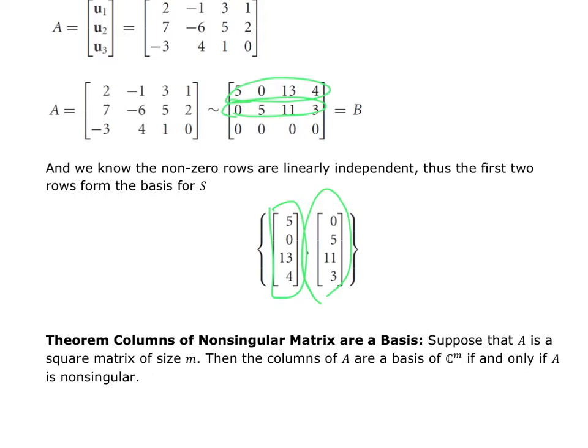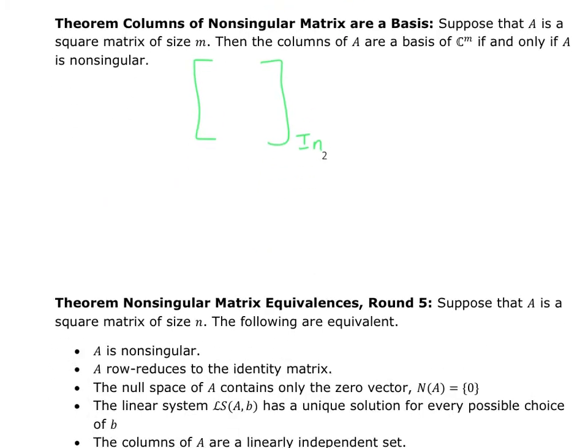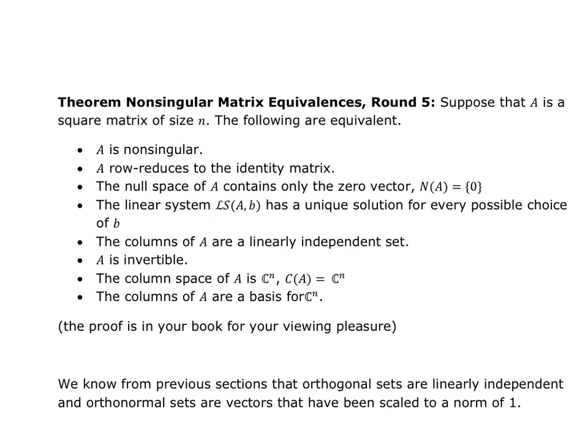So then we get this next theorem, which says columns of non-singular matrices are bases, which we kind of knew because when we were looking at our matrices, we know that if they're non-singular, they end up becoming the identity matrix, I sub n. So we know that if we're in I sub n, each one of those columns is a standard unit vector. From that, we get this next theorem, which says if A is a square matrix of size n, then these are all equivalent.